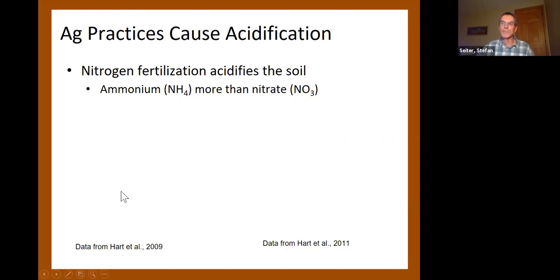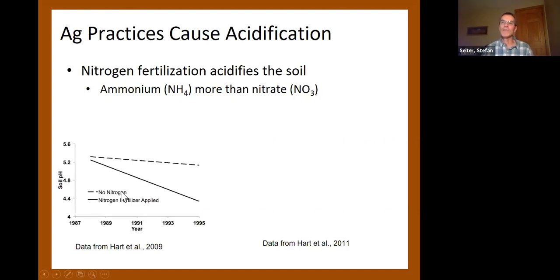And I just picked up these studies from one of the extension publications. This shows soil pH, higher pH here, lower pH down here, and compares no nitrogen applied, where there's natural acidification. You can see that there's a downward trend, right? Just natural acidification because of all the reasons I just told you. But same soil, same site, nitrogen applied. See how the pH drops much, much faster.